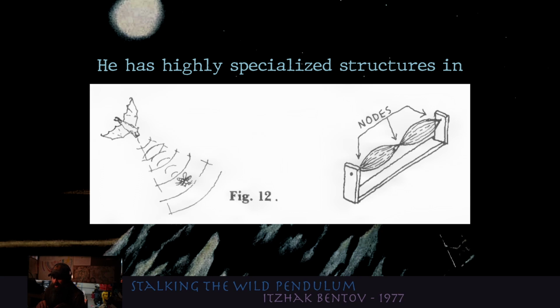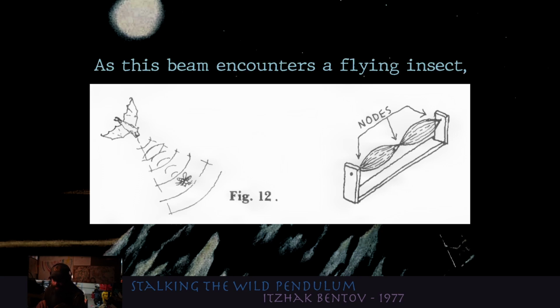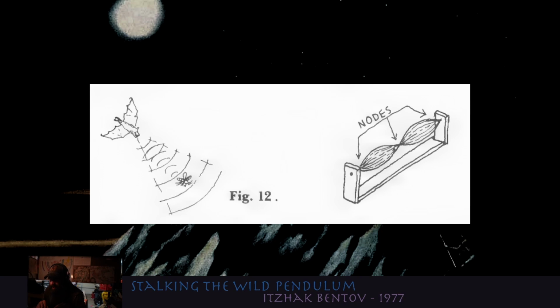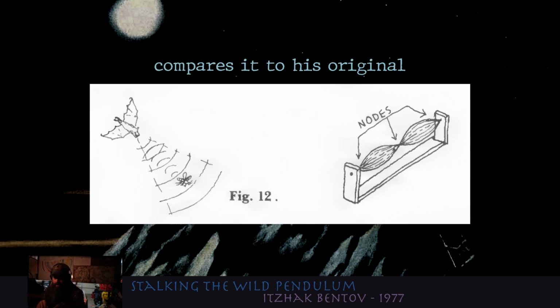He has highly specialized structures in his head that allow him to emit a very high-frequency sound and to direct it in a fairly narrow beam. This is his reference beam. As this beam encounters a flying insect, some of this sound will be reflected back to the bat, figure 12. He picks up this echo, or you can call it the working beam, and compares it to his original squeak or chirp. There will be a difference between the two, called the Doppler effect.